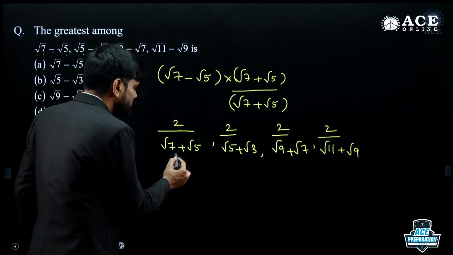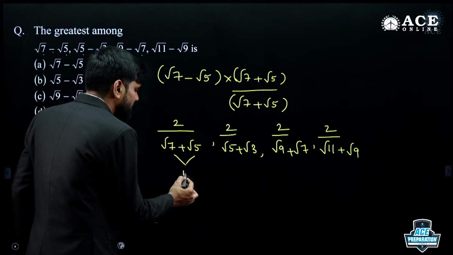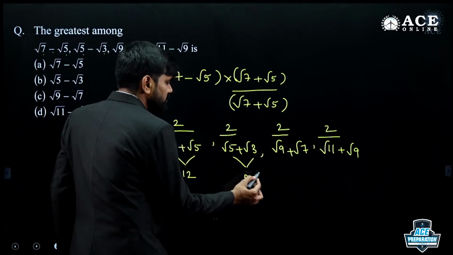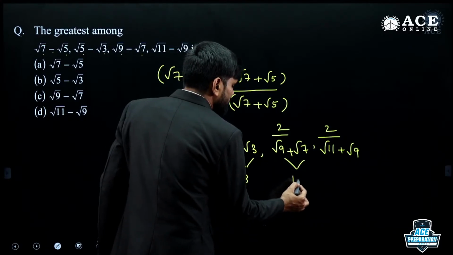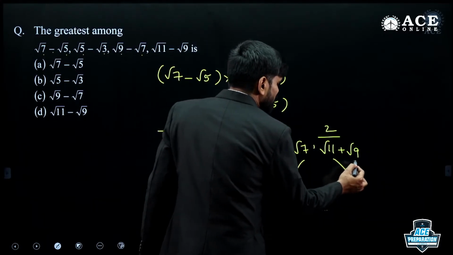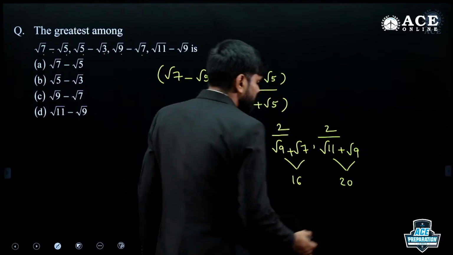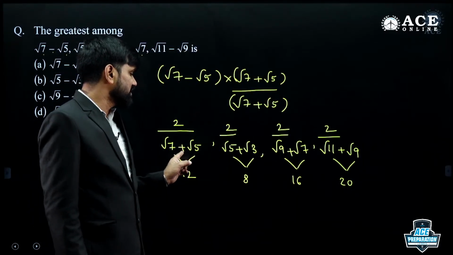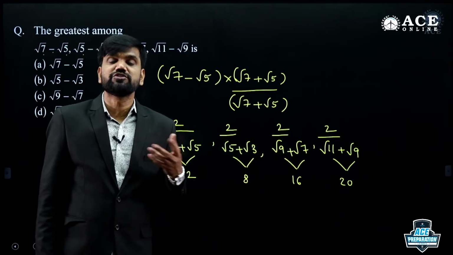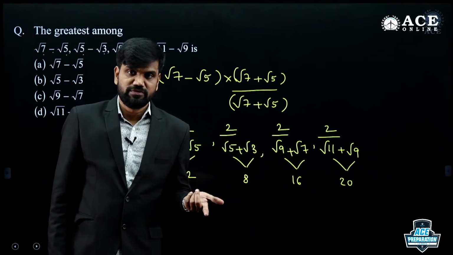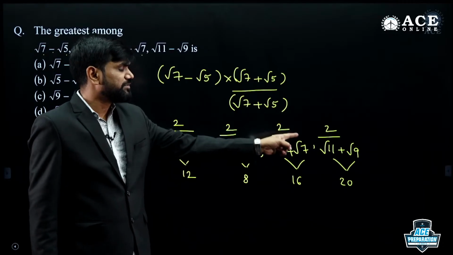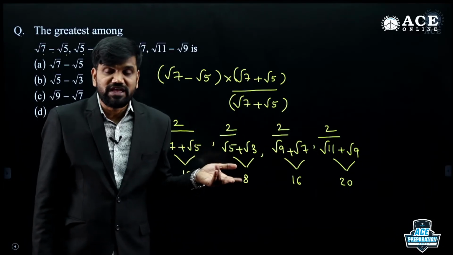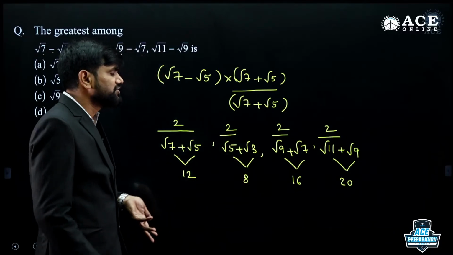So what is the sum of these? 7 and 5 is adding up to how much? 12. 5 plus 3 is adding up to how much? 8. 9 plus 7 is adding up to how much? 16. 11 plus 9 is adding up to how much? 20. So whichever set has the highest sum is going to be the least one, because the numerators are same and the fraction with the highest denominator will be the least. As I want the smallest, I look for the highest denominator.